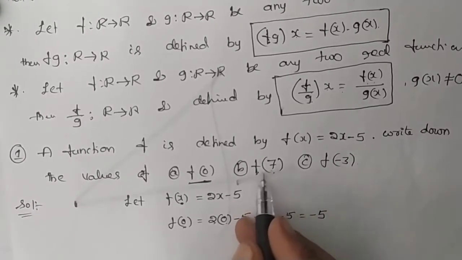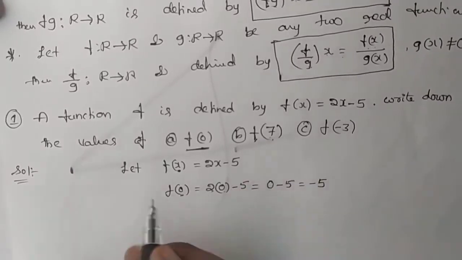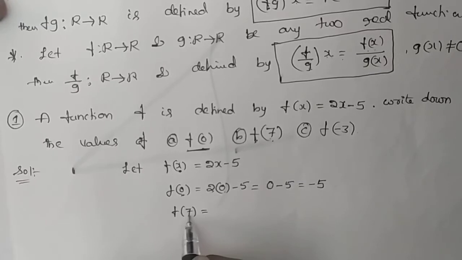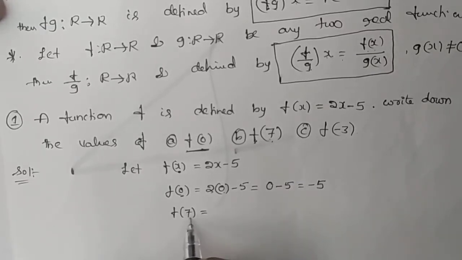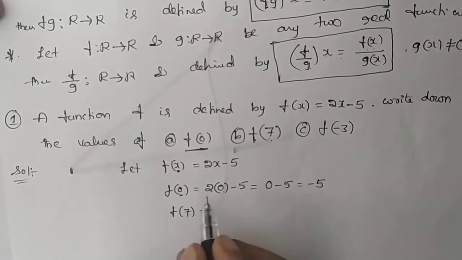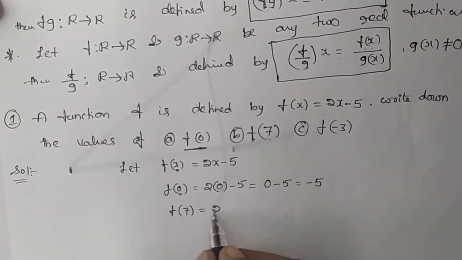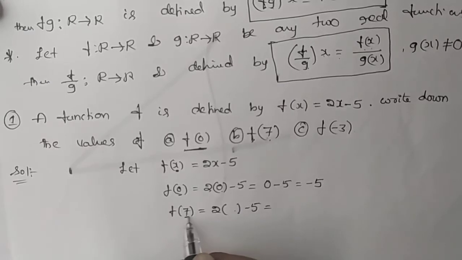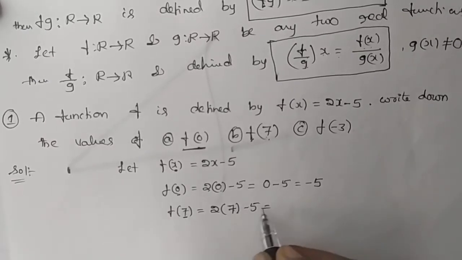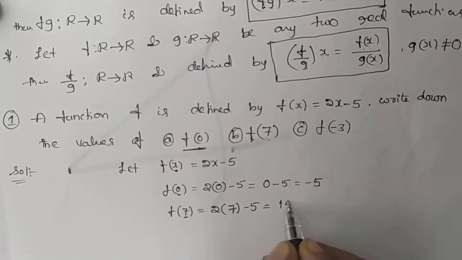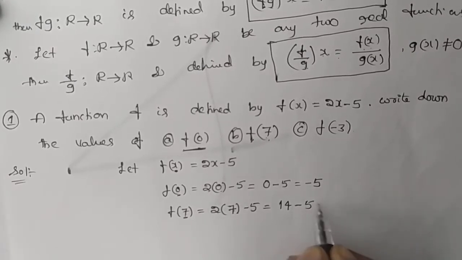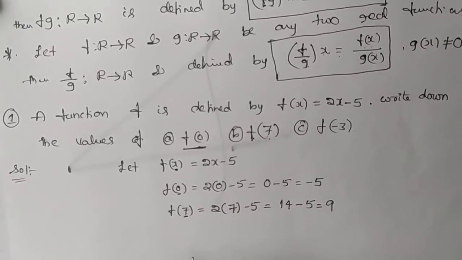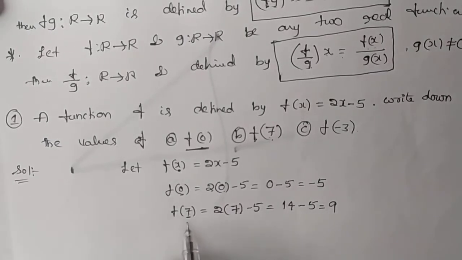Next we have to find the value of f of 7. In place of x we have the value 7. You just substitute the value 7 wherever x we have. 2x minus 5, in place of x we have the value 7. 2 into 7 is 14 minus 5. 14 minus 5 is how much? 9. Therefore 9 is the value of f of 7.